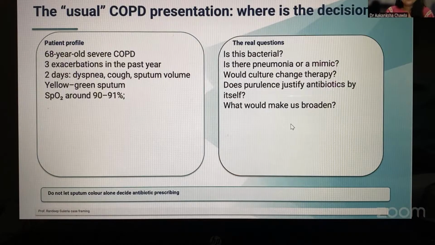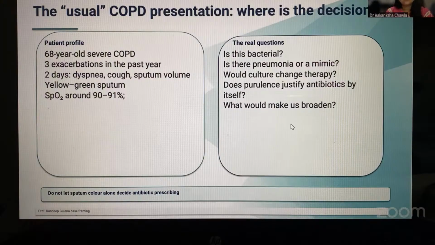Now, when we look at the usual COPD presentation, what would it be like? A 68-year-old patient of severe COPD has a history of 3 exacerbations in the past year, now comes with increased symptoms of cough, shortness of breath. The sputum has become more in volume, is now yellow colored, and the oxygen saturation on room air is around 90-91%.